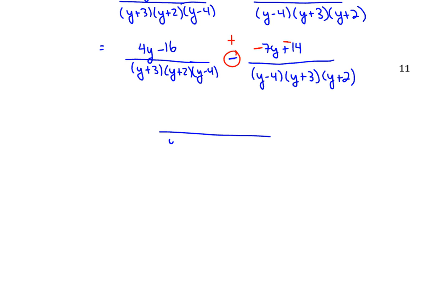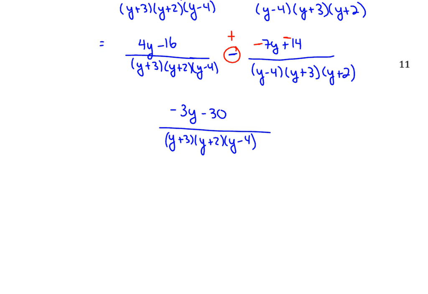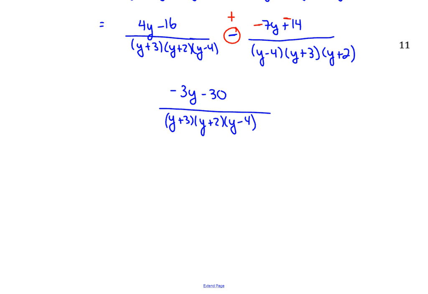All over one denominator because it's the same. This becomes 4y plus -7y, -3y, and -16 plus -14, -30. Now, can we factor that numerator? Yes. Will it do us any good? So what can I factor out of this numerator? A -3, and we'd be left with y plus 10.